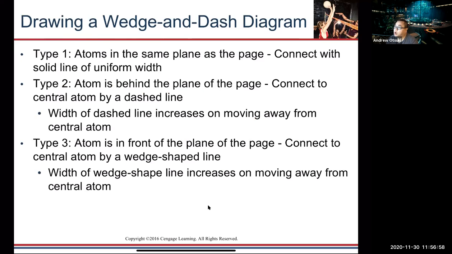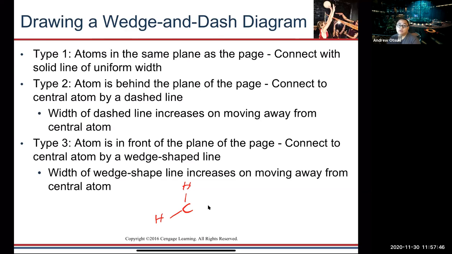So we're going to talk about drawing wedge and dash diagrams. So you might be wondering, how do we represent these molecules in 3D space? So we use special types of bonds to do that, and I'm going to go over what type of bonds those are. Okay. So when the atom is in the plane of the paper, we just draw a single line. For example, like this. So these single lines denote that the bonds are on the same plane of the paper. So they have no 3D representation.